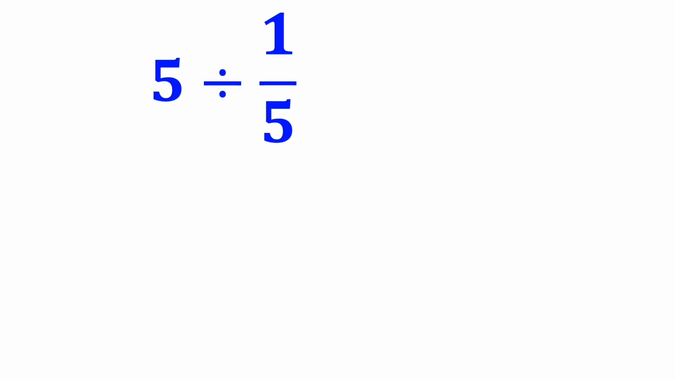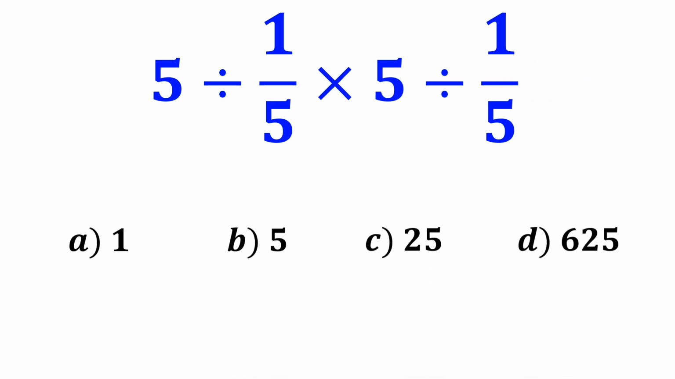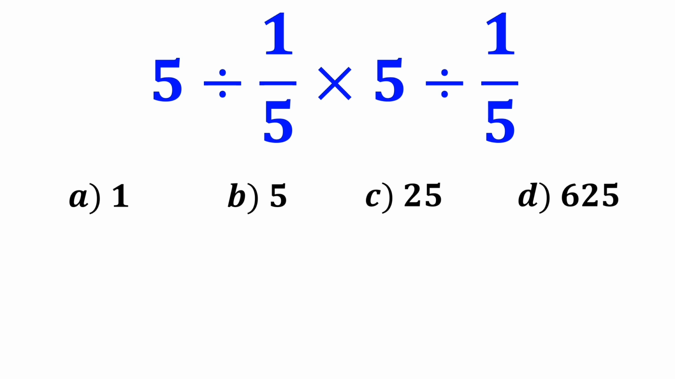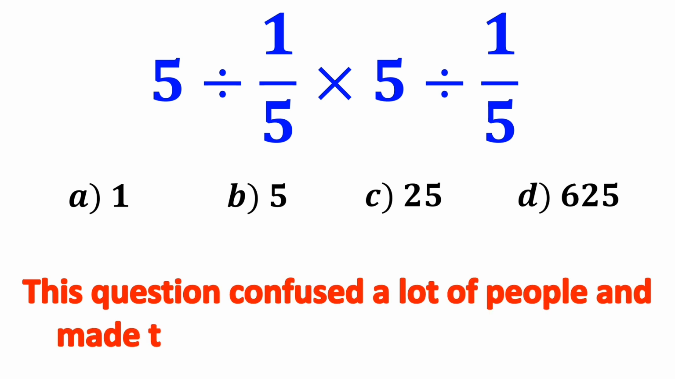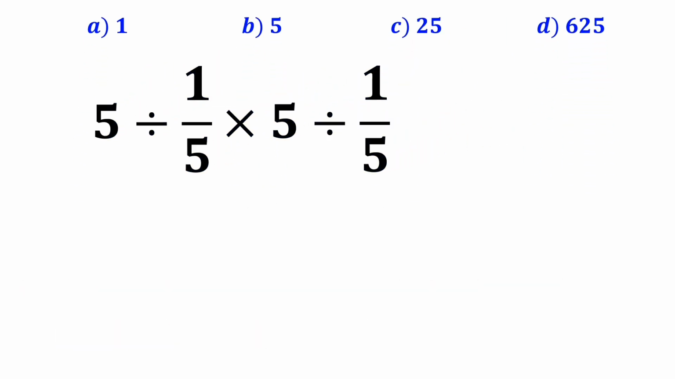What's the value of the expression 5 divided by 1 over 5 times 5 divided by 1 over 5? Which option do you think is the correct answer? This question confused a lot of people and made them choose the wrong option. Let's take a closer look and solve it together.